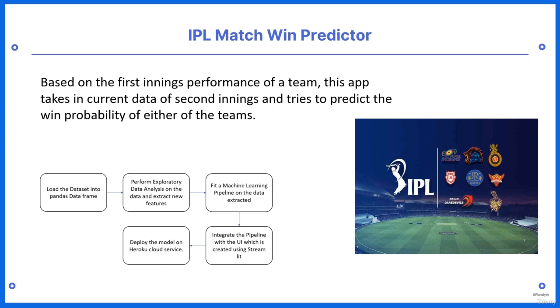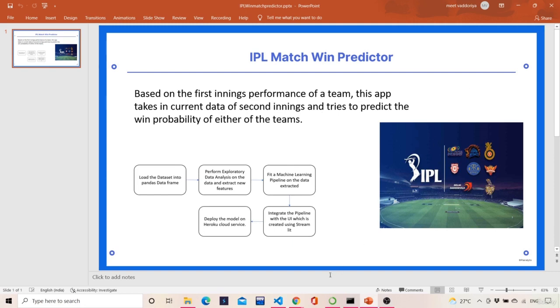This will be more clear when we look at the live demo of the project. Before that, let's look at how the flow goes. We will load the data set into pandas data frames. We would perform exploratory data analysis, the normal routine of a data science project. Then we will fit a machine learning pipeline to the extracted features in the data. Again, a normal step in the machine learning process. Then we will integrate that machine learning pipeline with the UI, which we will make using Streamlit, or we can also make it using Flask, and then we will deploy the model, right?